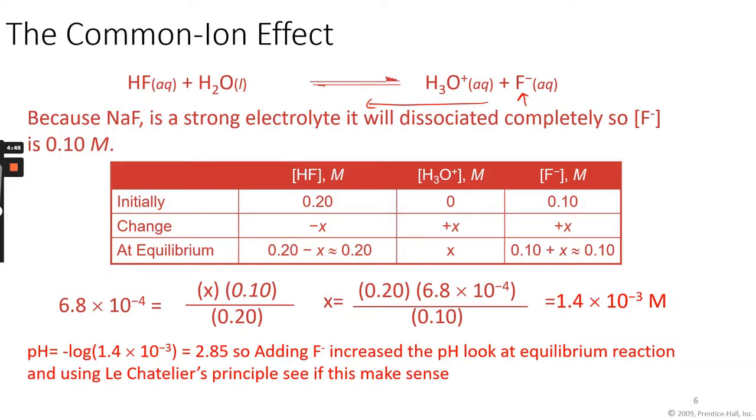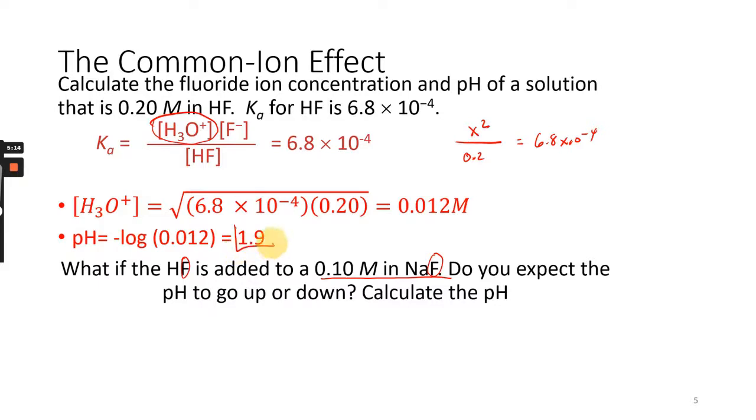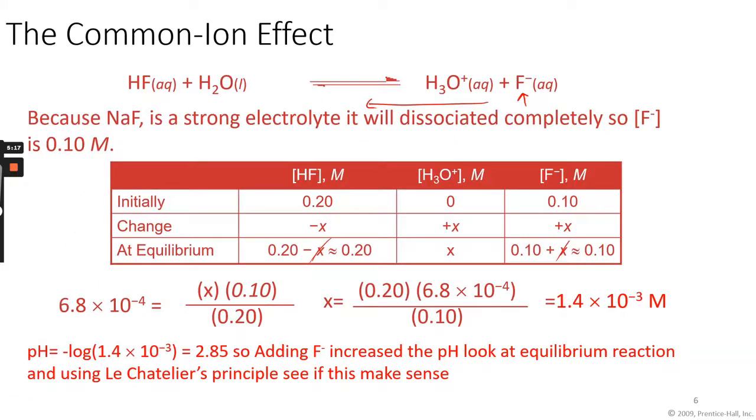So we have our initial values, 0.2 of HF, but now we have some F- in there from the salt, 0.1 of it. And then we do our normal ICE table, and then we ignore these X values here, and we plug them in, set it equal to our Ka. We solve for X, which is our hydronium. We take the negative log of it and we get 2.85. So if you remember on the previous, let me just go back for a minute, the pH was 1.9. So we went from 1.9 to 2.85. So our pH increased. So adding F- increases the pH. So if we look at our equilibrium reaction, we actually expected that.